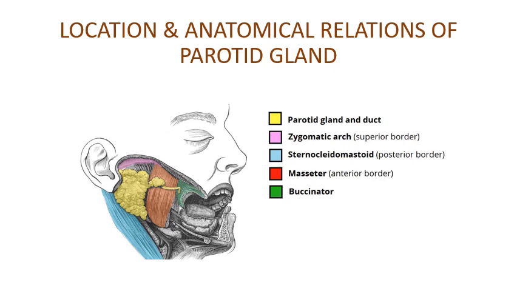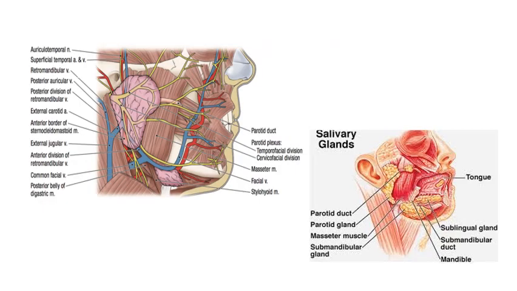This lobulated gland extends from the zygomatic arch to the upper part of the neck. You can go through the slides to get a clear idea on this concept. While the gland extends from the zygomatic arch to the upper part of the neck, it overlaps mainly two muscles which are most familiar to you all. One is the posterior belly of digastric and another one is sternocleidomastoid.